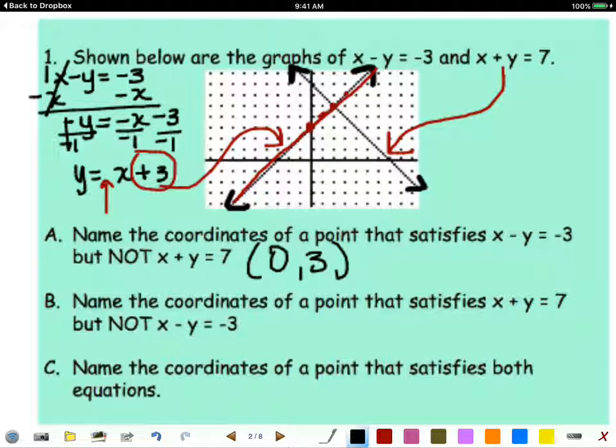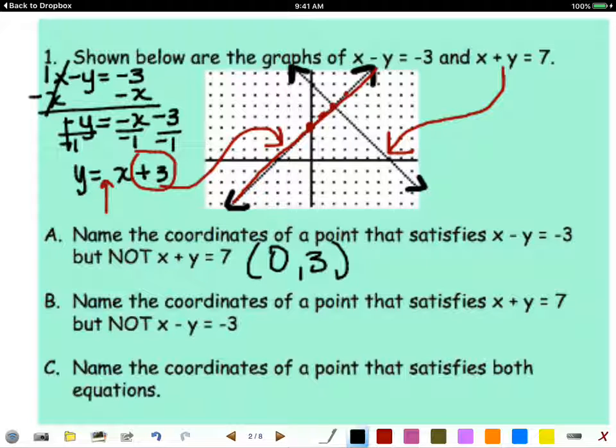Okay, we got a red line and a black line. The red line has 0, 3. Who can give me another one? There's tons of them. Kyle. Negative 3, 0. Give me another one. How about, okay, Abby? Negative 2, 1. Negative 2, positive 1. Very good.